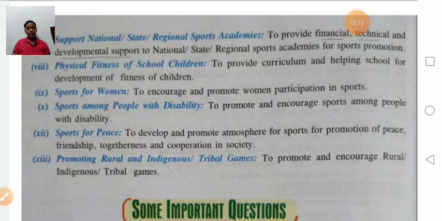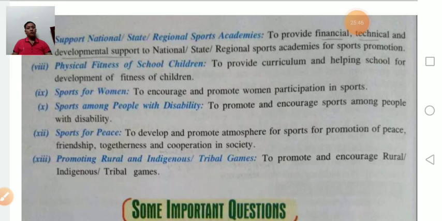Among people with disability, it also promotes and encourages sports. It also makes sports for disabled persons, like the Paralympic Games and Special Olympics Bharat, so that they can also be motivated to participate in sports. Sports for peace: to develop and promote an atmosphere of peace, friendship, togetherness and cooperation in society.